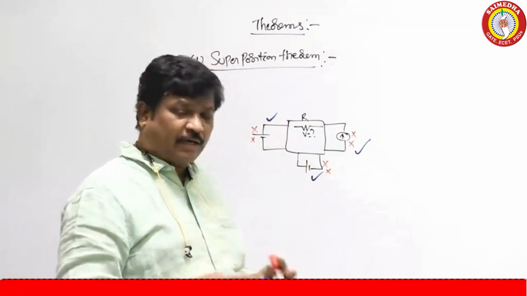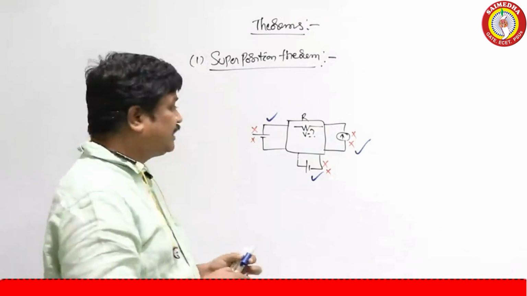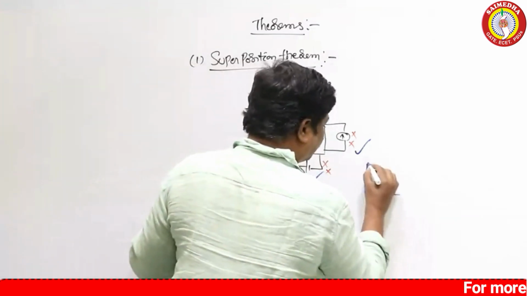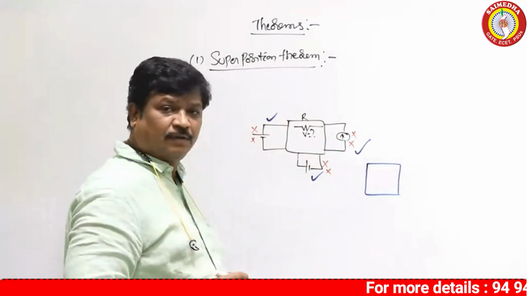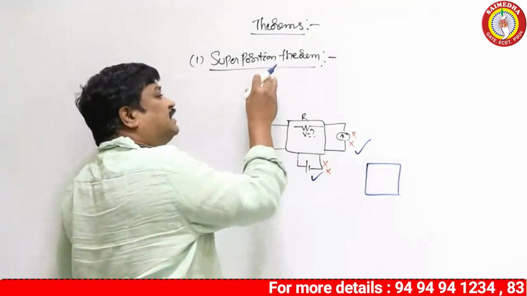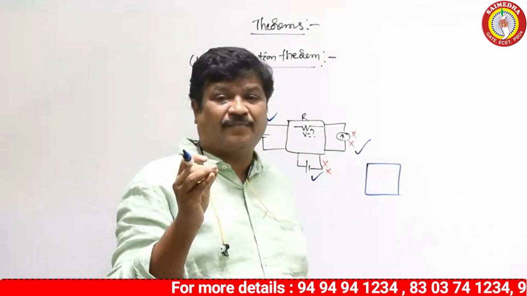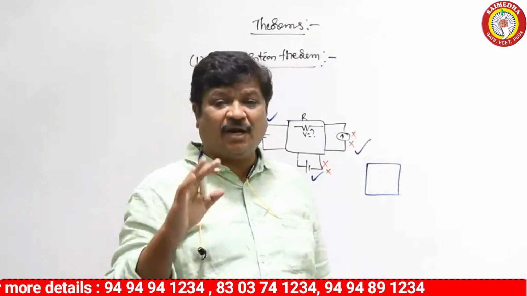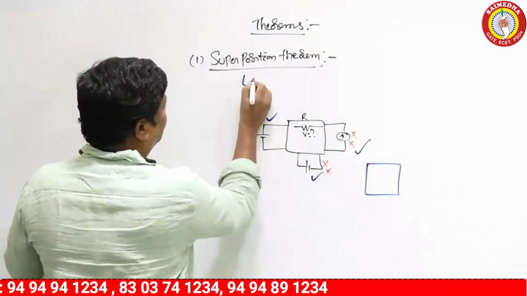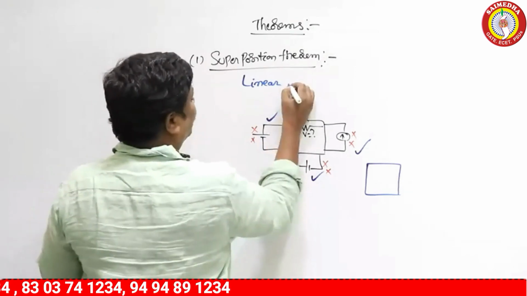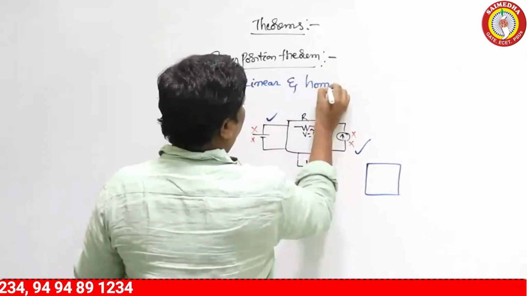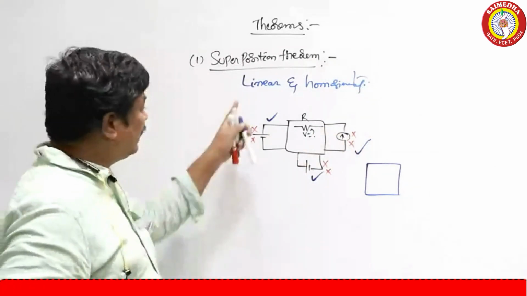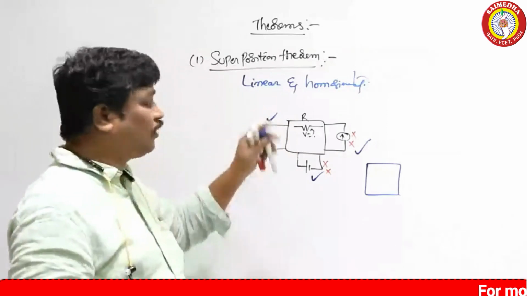Now, the important condition is, if you want to apply the superposition theorem to a network, it must obey the condition of linearity and homogeneity. The superposition theorem must satisfy the condition of linearity and homogeneity. Sir, what is linearity? What is homogeneity? What is linearity?